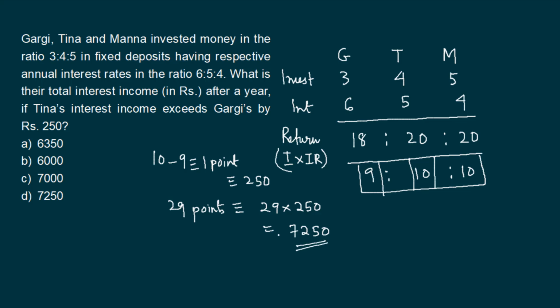So whether it is compound interest or simple interest hardly matters, because the question is only for a year. So we can do it straight away like this. 7250 would be the total interest income of all three. Option D.